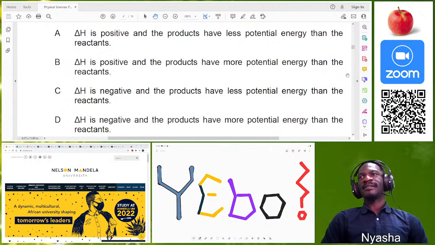So the first option is delta H is positive, and the products have less potential energy than the reactants. Second one, delta H is positive. Again, the products have more potential energy than the reactants. And we are obviously talking about chemical potential energy here. C, delta H is negative, and the products have less potential energy than the reactants. D, delta H is negative, and the products have more potential energy than the reactants.